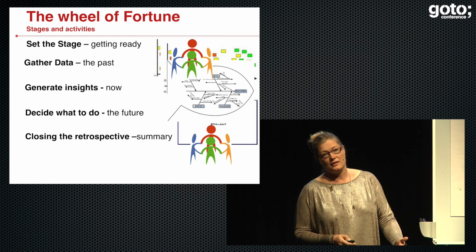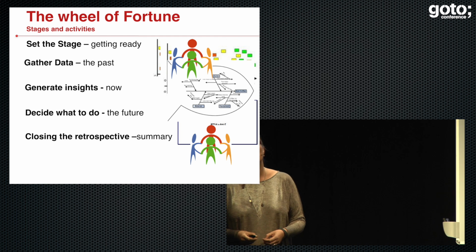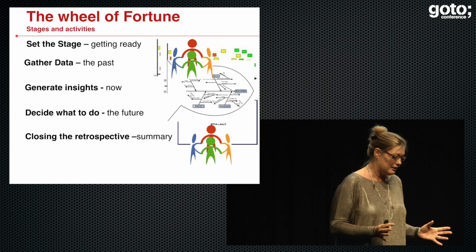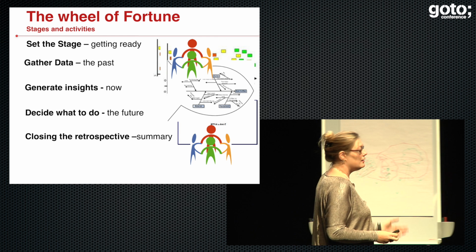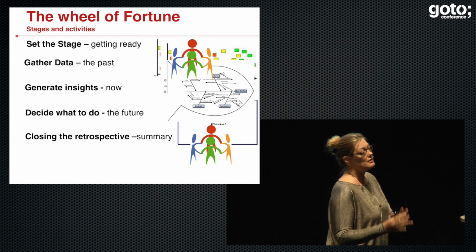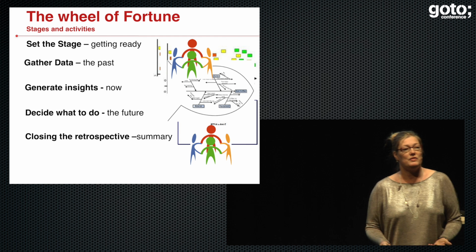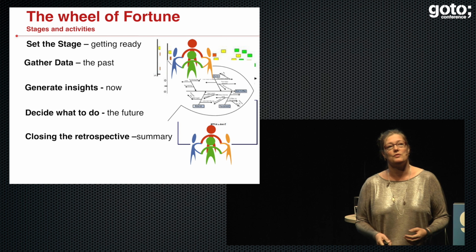And then the next thing is decide what to do. And then, of course, again, closing the retrospective is important. To say, now we've been through these things, we've looked at this data, we decided to focus on these problems, we went to the causes, we decided to brainstorm on solutions, and we voted for solutions, and now we've written them down as long-term or short-term goals.